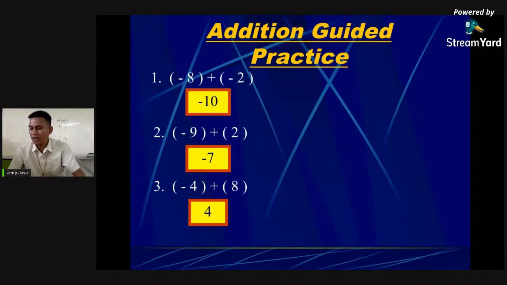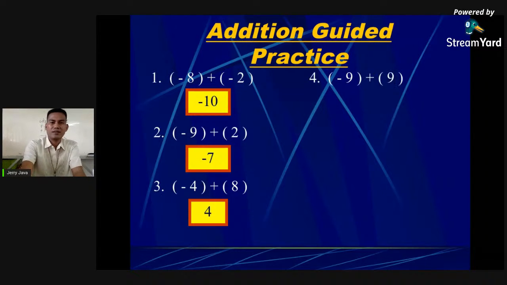Yung 4 pwedeng walang sign na positive. Pwede na. That's understood. Okay. Please also check your own answer. Next. Negative 9 plus 9.